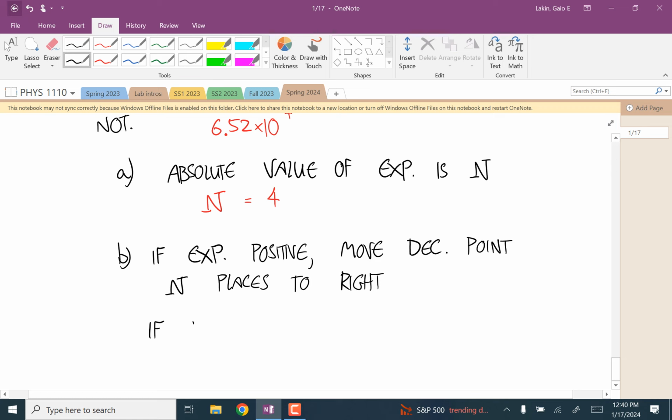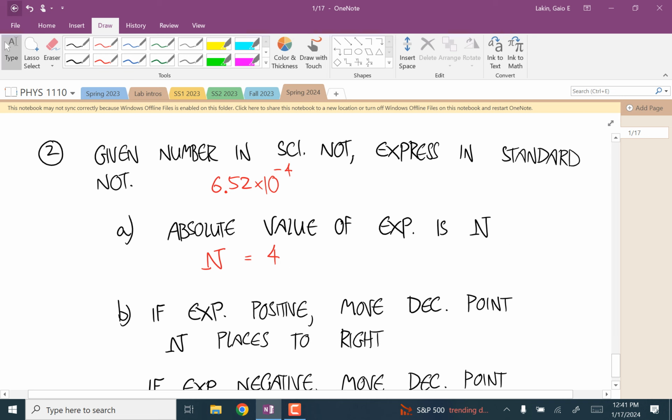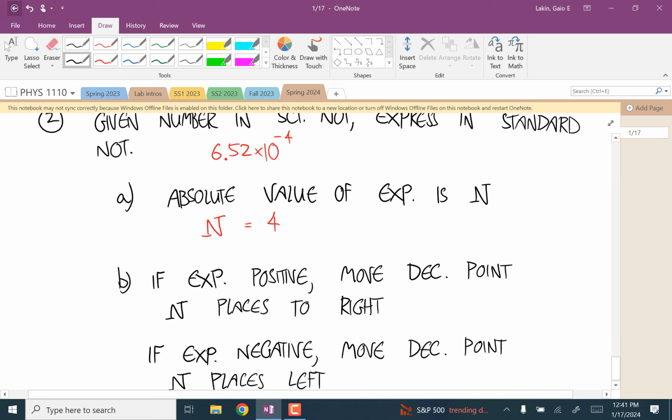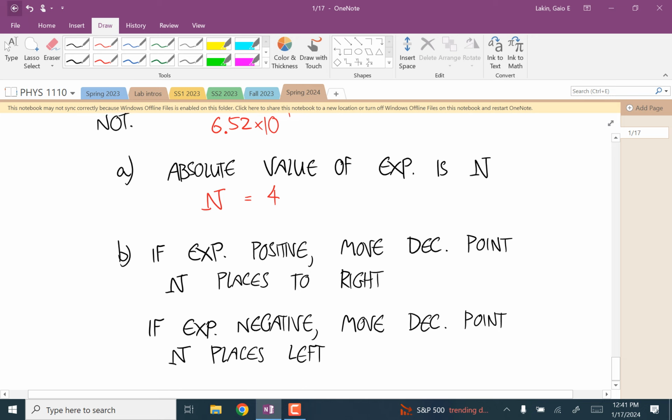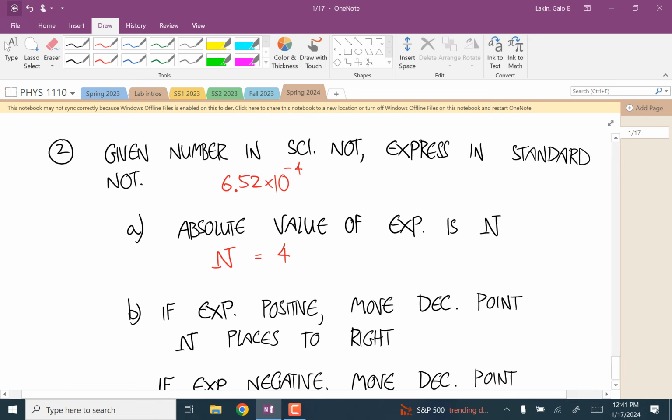And if the exponent is negative, move the decimal point n places to the left. Okay, well, in this case, our exponent was negative. And so we're going to move the decimal point 4 places to the left. So let me write this out.